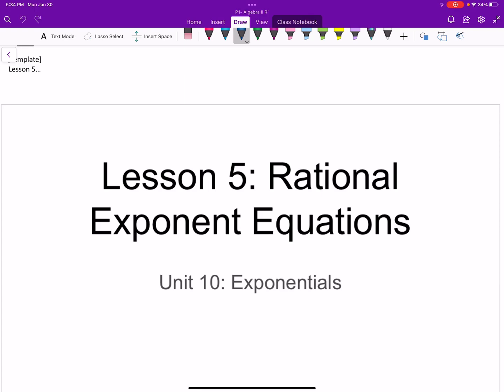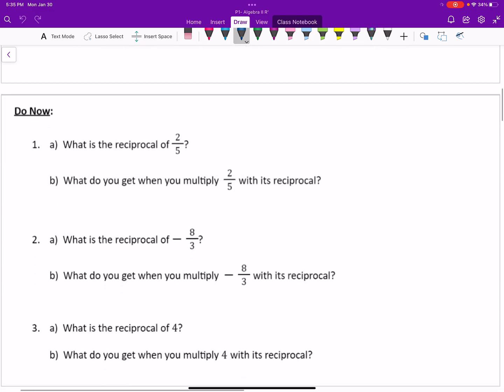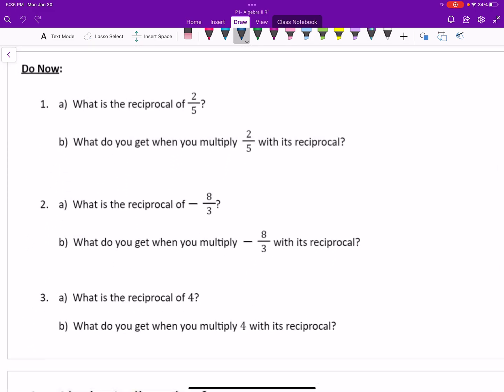Here is lesson 5. It's called rational exponent equations. So we are going to be solving for x in most of these, sometimes different variables, but either way we are solving. Part of the name of the lesson was rational exponents, which again means fractions. So all of these are going to be dealing with exponents that are just different fractions.